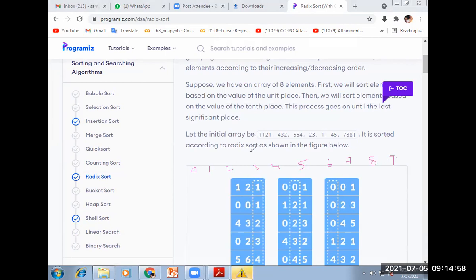Here we first consider the least significant digit and store the result here. Here 1 is there, so we store it in one location. Here the least significant digit 2 we store in the second location, and so on. Again 23 has 1, stored in this location, and 45.